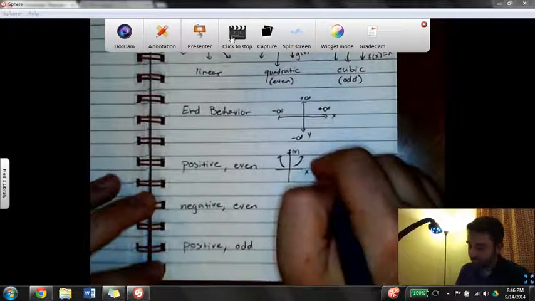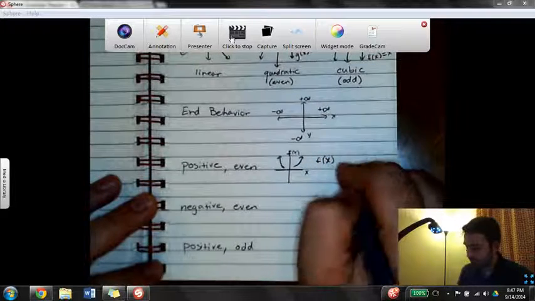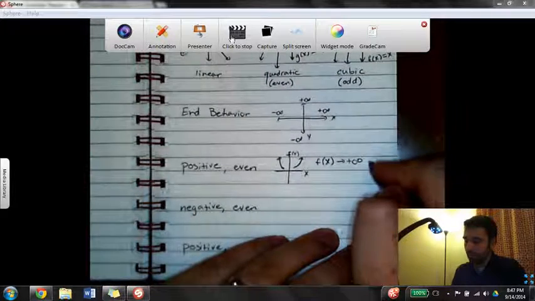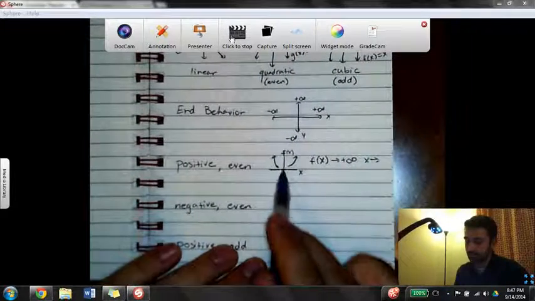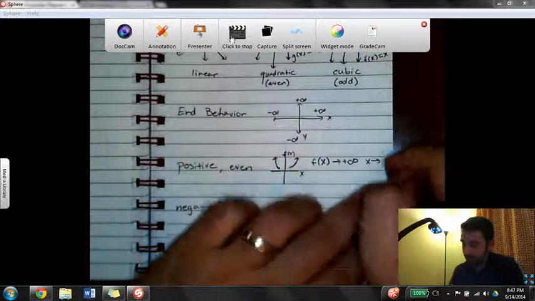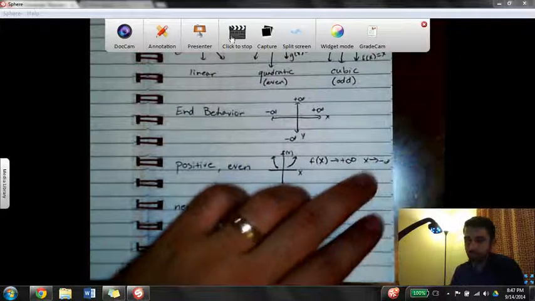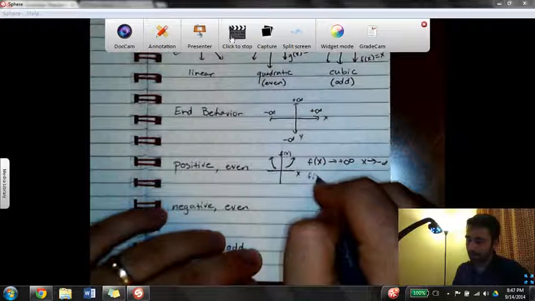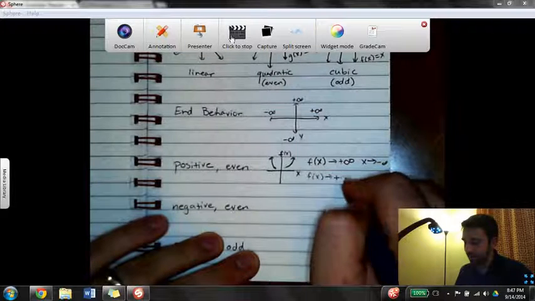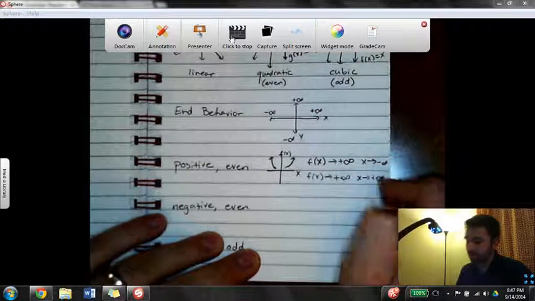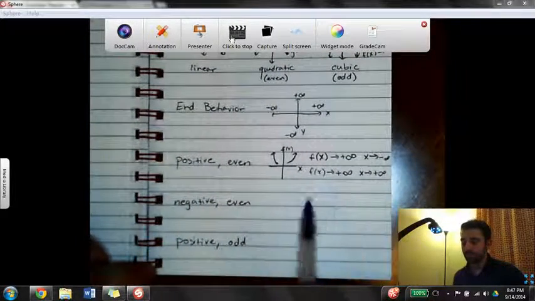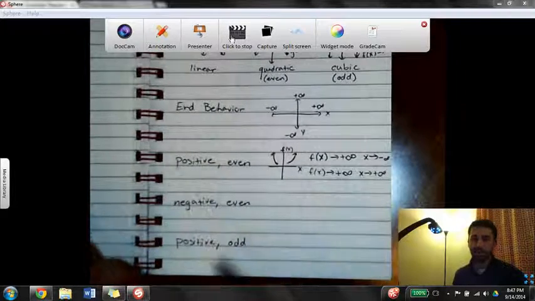Our f of x values, or our y values, approach a positive infinity when our x values approach a negative infinity. Our f of x values approach a positive infinity again when our x values approach a positive infinity. And these rules apply for all positive even functions.